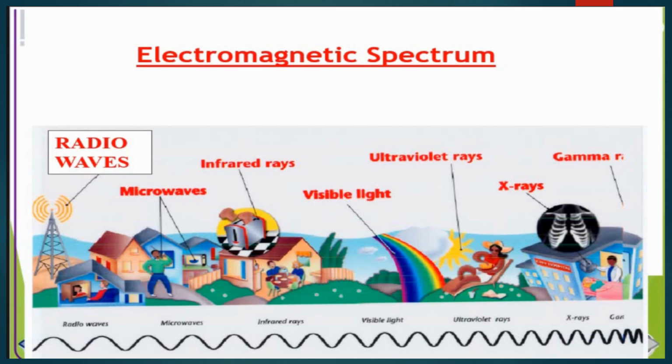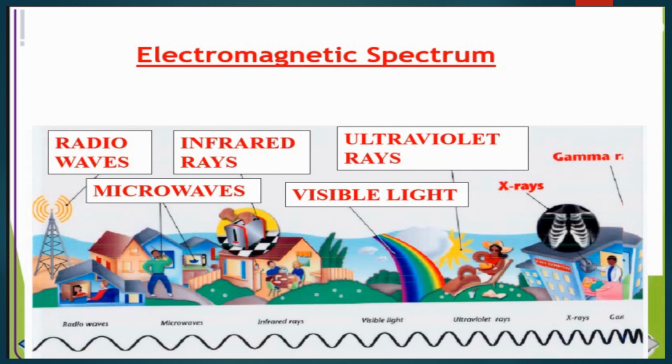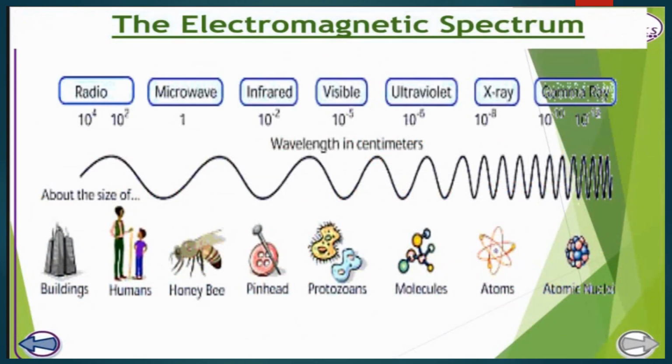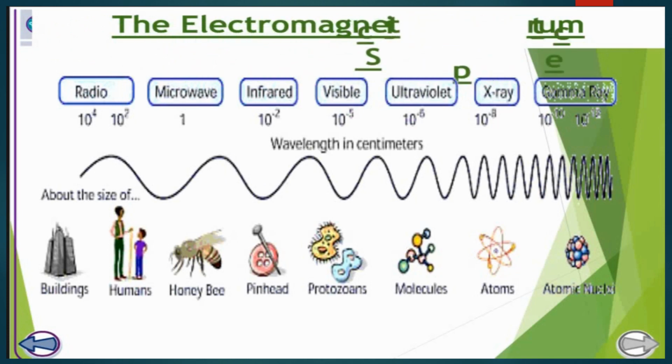These are the radio waves, the microwaves, the infrared waves or infrared rays, the visible light, the ultraviolet rays, the X-rays, and the gamma rays. The electromagnetic spectrum is divided into regions, representing the range of energy from low energy to high energy. Low frequency radio waves with long wavelengths up to high energy, high frequency gamma waves with short wavelengths.